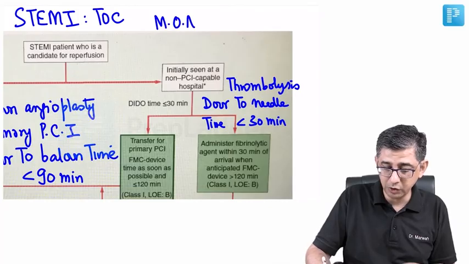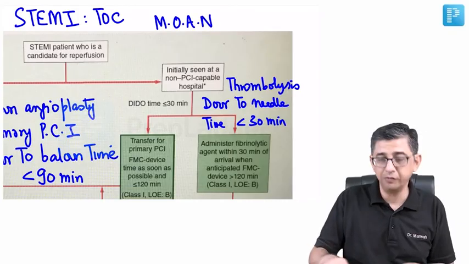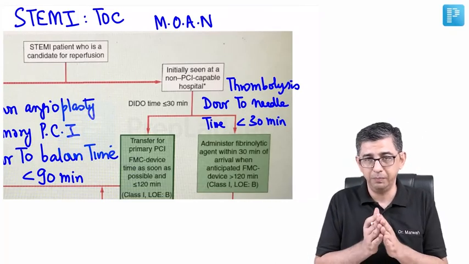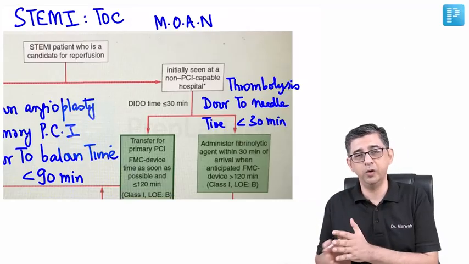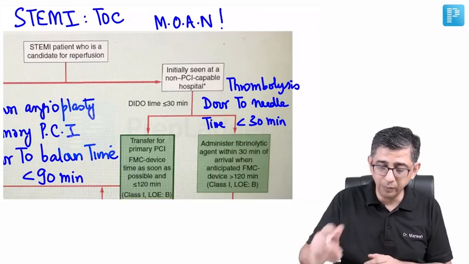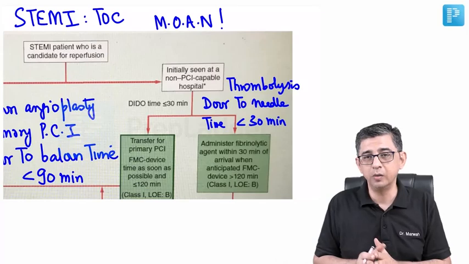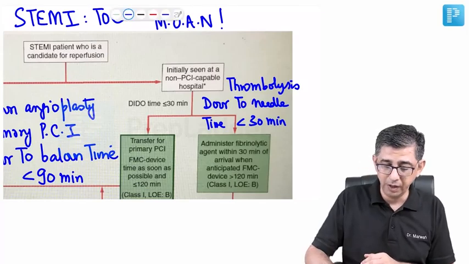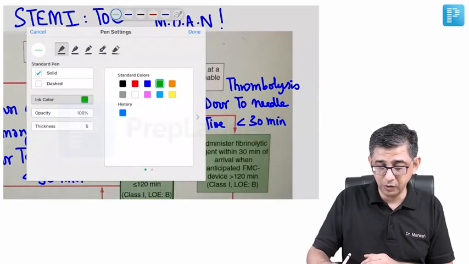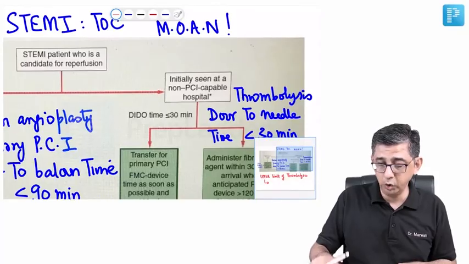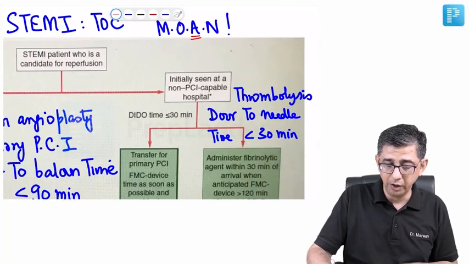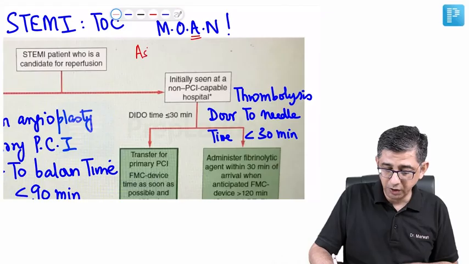Morphine would be, this mnemonic does not mean that morphine will be given first. MONA mnemonic does not mean that the morphine would be given to the patient first. In fact, once the patient is in the ambulance or once he has reached your hospital, what you do for the patient initially is give dual antiplatelet therapy. You could be giving aspirin, and along with aspirin, you could be giving ticagrelor.